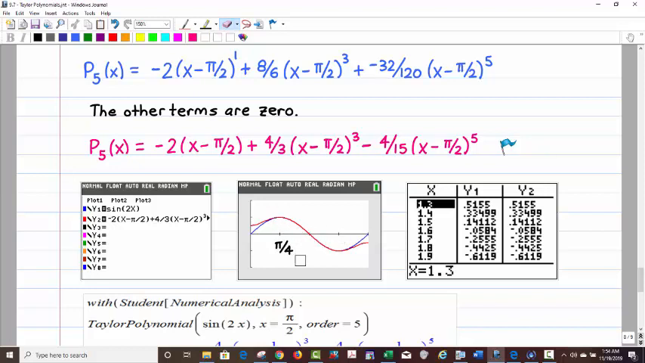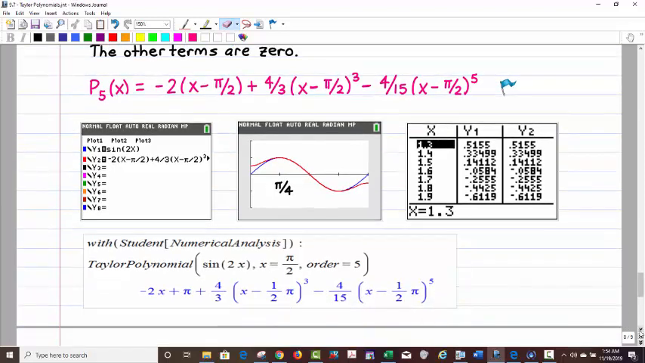Now, this is in radian mode right here. That's always the best way to graph trig functions. So pi over 2 is 1.57 radians, so I didn't actually put that number in there. But I just picked values around 1.57, and you can see they are very, very close. So I think we did a good job with that Taylor polynomial for sine of 2x, centered at pi over 2. All right, well, I think that's going to take care of this video for Taylor polynomials.